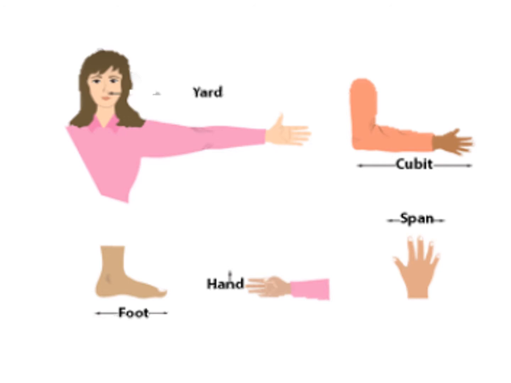But do you know how our ancestors measured length of objects? Did they have a ruler with them the way we have now? No, our ancestors did not have meter scales and tapes.